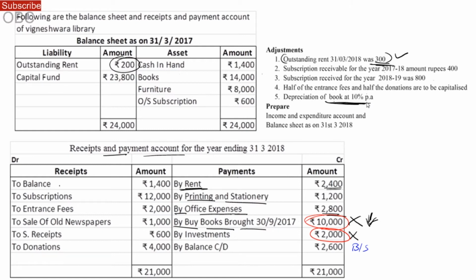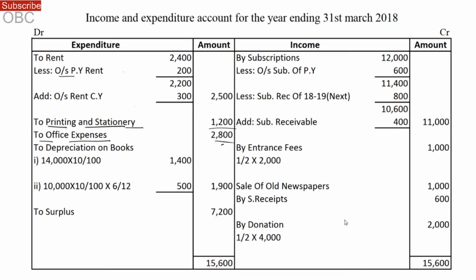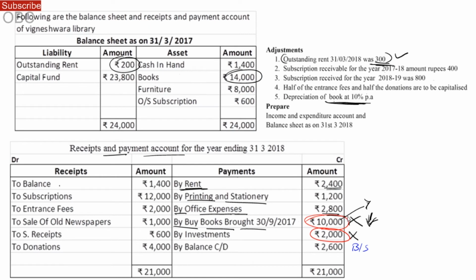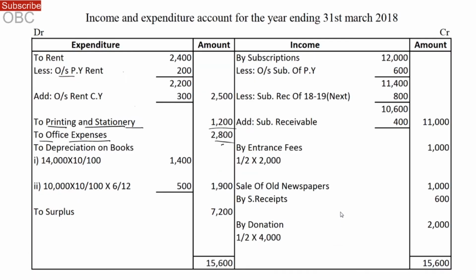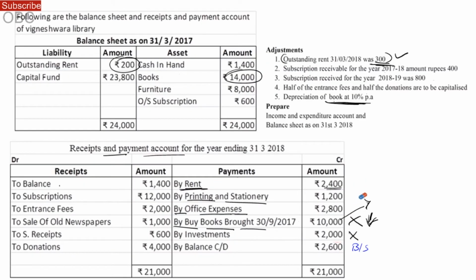So consider it. Before going to income and expenditure account, check once how much the book is valued in the last year balance sheet and this year receipts and payment account. In the last year balance sheet, the book values 14,000. Again, in this year they purchased books, but they purchased after 6 months because they are purchasing in the 9th month, that too month ending, that is 30. Then you should calculate from next day, that is 10. So 10, 11, 12, 1, 2, 3. That means third month plus third month, that means 6th month. This asset will be considered only for 6 months.